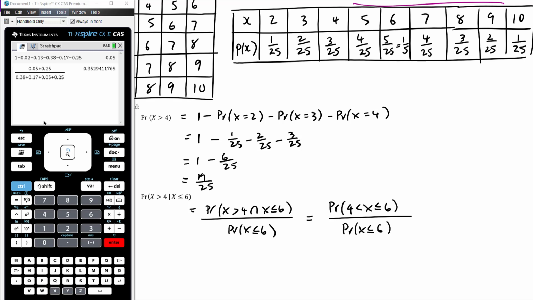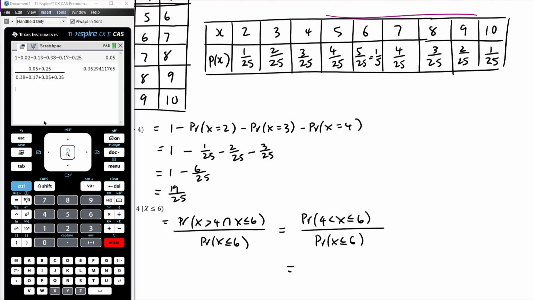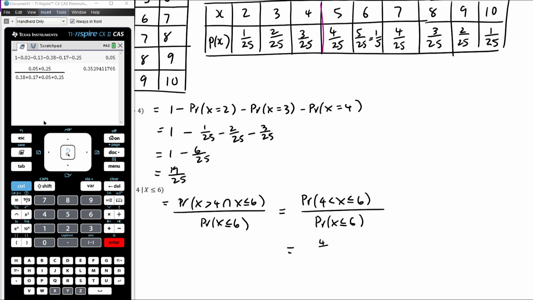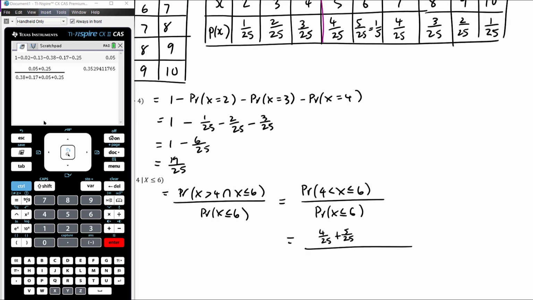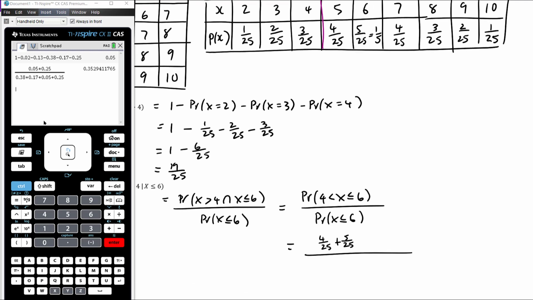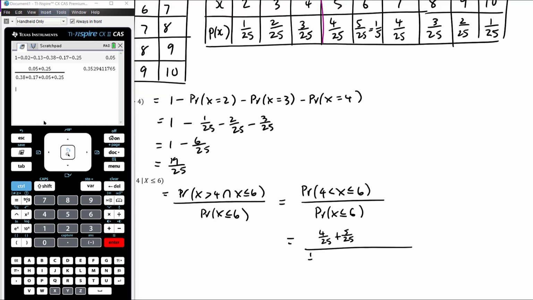Okay, so bigger than 4 and less than or equal to 6 is just these two outcomes, okay, 5 and 6. So we're just going to have 4 on 25 plus 5 on 25, so we can simplify that to 1/5, but it's easier to add it together with the 4 on 25. And then x less than or equal to 6, we can either add up 2, 3, 4, 5, and 6, or take away 7, 8, 9, and 10 from 1. It's pretty much of a muchness in that case, so I might just add them up.